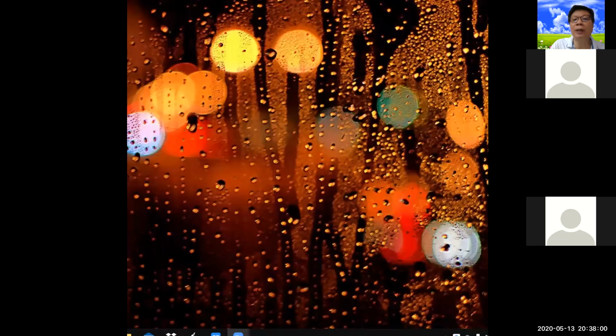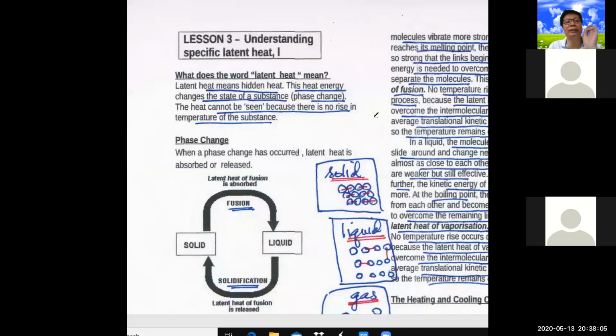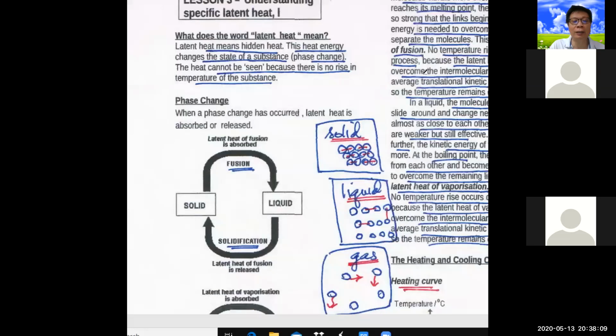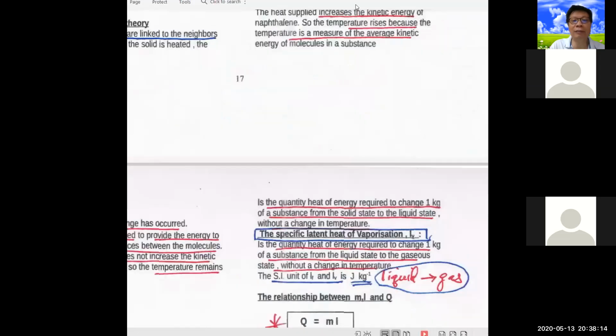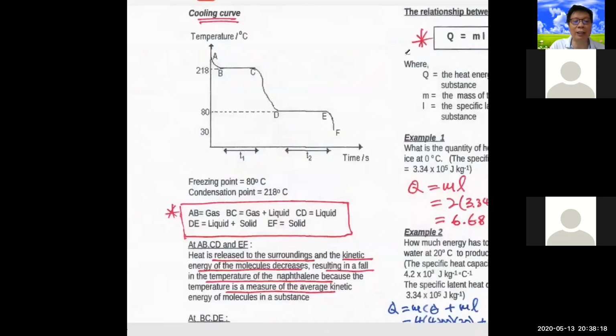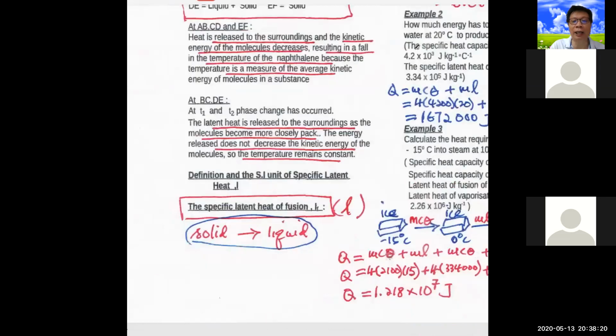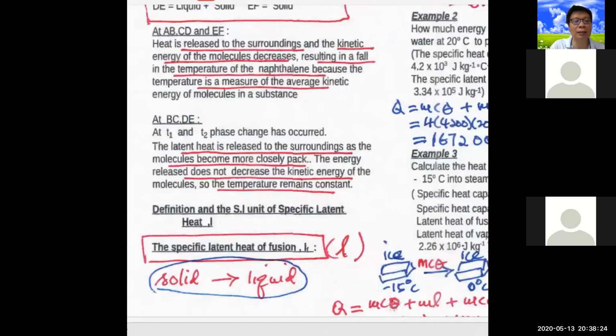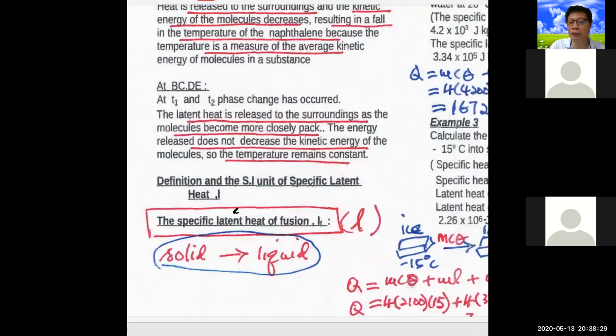This was what we have done last week. Last week we have done understanding specific latent heat, right? Also, we have studied all these heating curve and also cooling curve, right? So I'm going to start here tonight, this part. This is what we are going to learn in detail tonight.